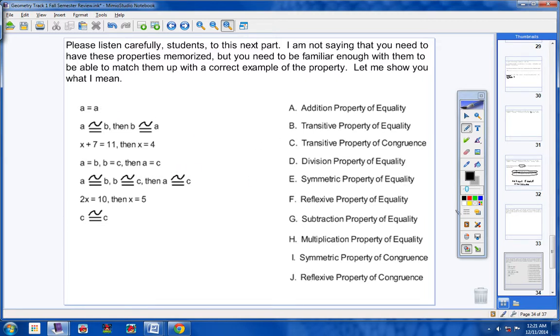Like, I will give you a couple hints, okay? Listen, when you see an equal sign, then you know it has to be a property of what? Equality. It's not going to be a property of congruence. It's going to be a property of equality, okay? And then what do we know when it's A equals A? Well, that's reflexive. So we're looking for the reflexive property of equality. There it is, right there, okay? Now, when I see this one here, I see congruent symbols, so I know my equality ones are not going to be it, okay? It's only going to be the ones that say congruence.